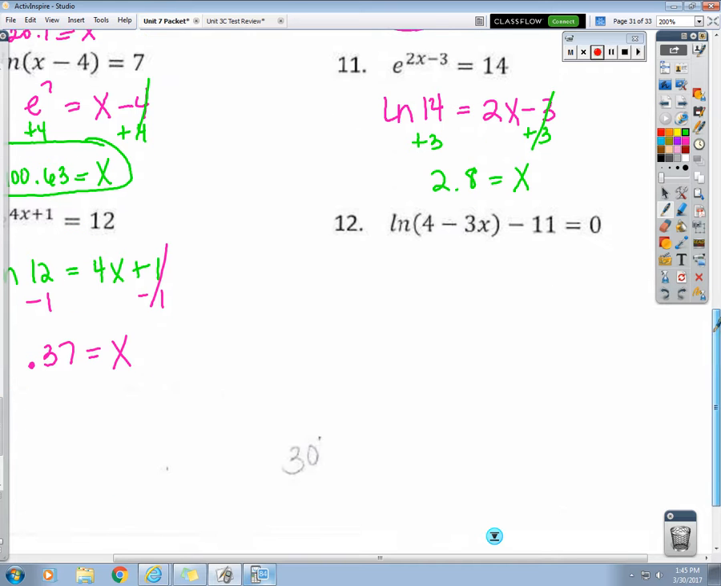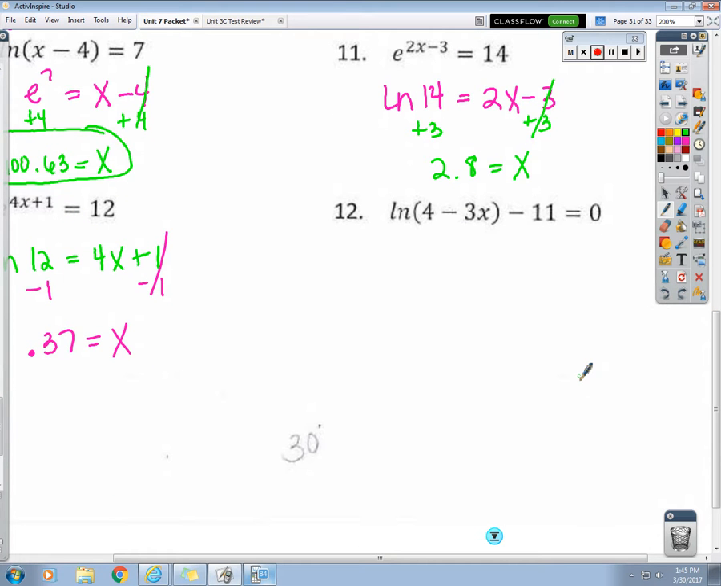Okay, number 12. What can I do first? Right. So I have ln of 4 minus 3x equals 11. Now can I add the 3x to the other side? Right, it's in parentheses so nothing else can move. When I rewrite it as an exponential, what will it look like?